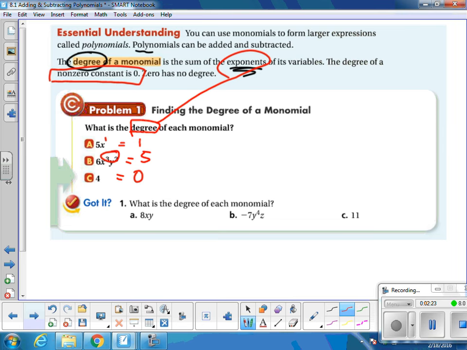Press pause and try it out, and let's see how you did. All right, let's take a look. I took each exponent, added them all up in each term, and I was able to identify the degree.